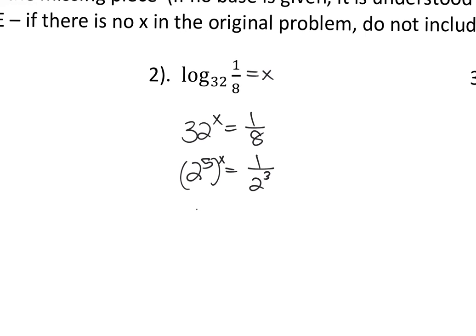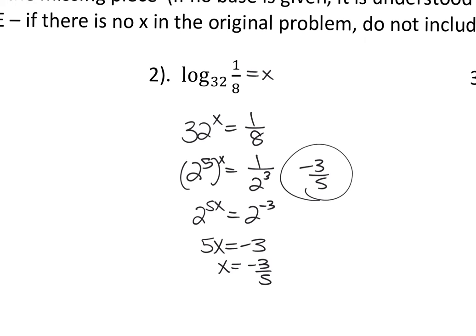So the left side I can rewrite using my power rule, 2 to the 5x. The right side I can bring up as a negative exponent and get 2 to the negative 3. Bases are the same, so I can set the exponents equal to each other and solve. And so that evaluates, again, no x in your final answer, to negative 3/5.